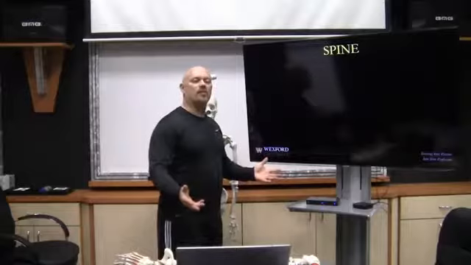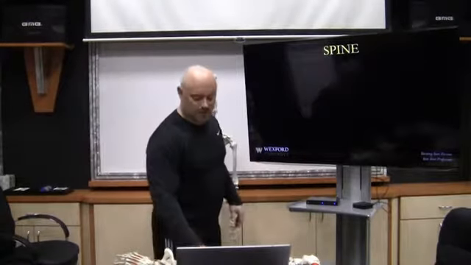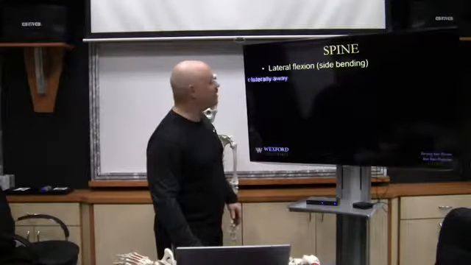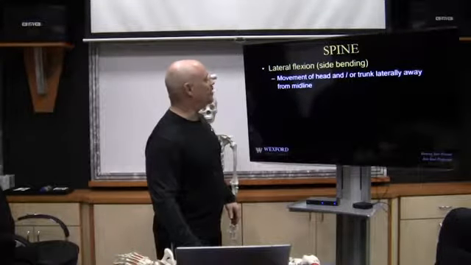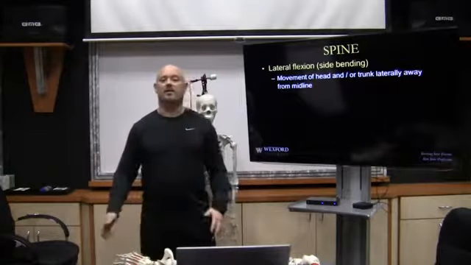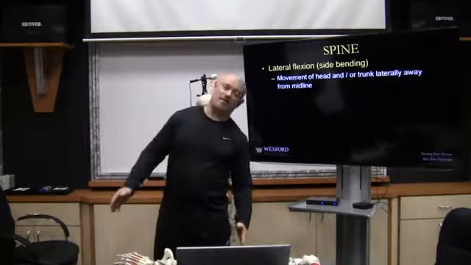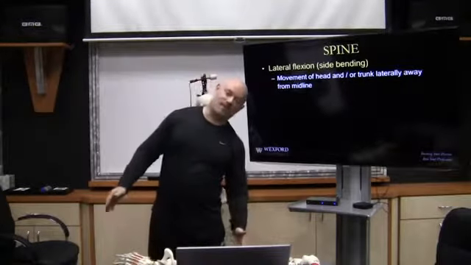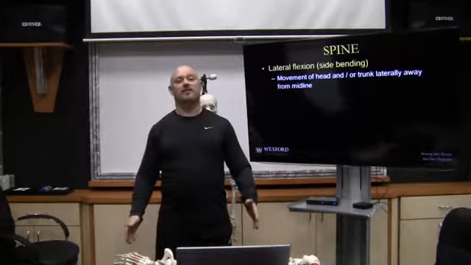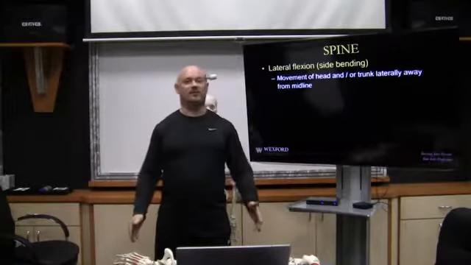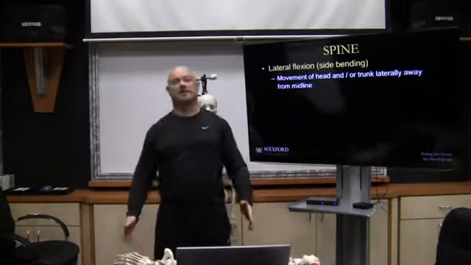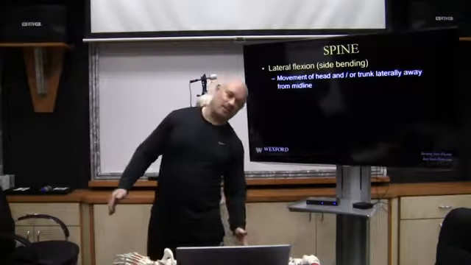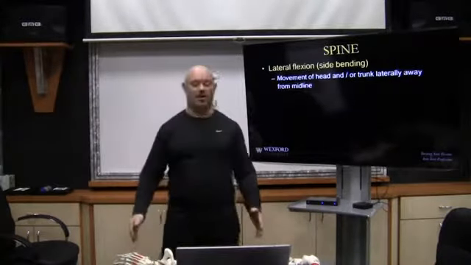Last part of our movements, we're going to talk about the spine. So what does the spine do? We have lateral flexion, which is side bending. That's movement of the head or trunk laterally away from the midline. So if we're standing here, we do lateral flexion, move to the side and then back, extending back. Mostly we just call it lateral flexion to one side. That's all we call it.